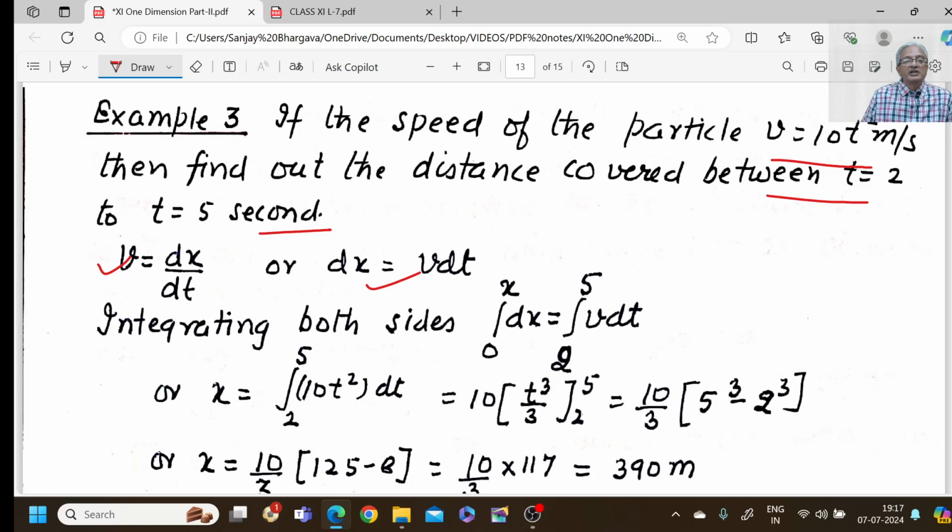So integration of dx is x. Integration of v can be replaced by 10t square. Integration of t square is t cube by 3. So we have 10/3 times 5 cube minus 2 cube, and the total distance traveled is 390 meter.